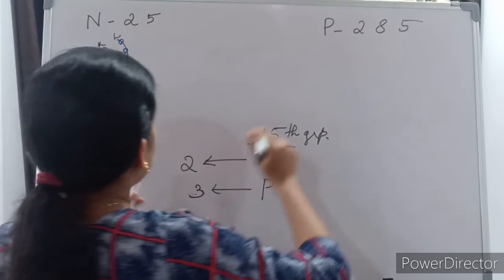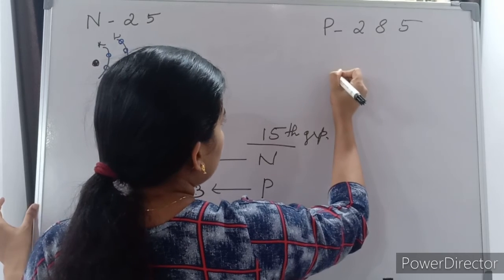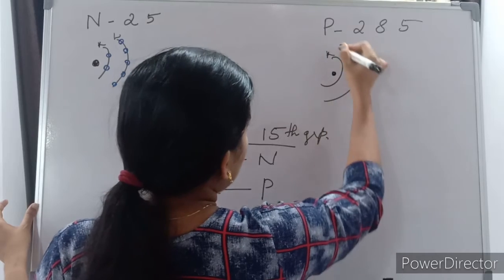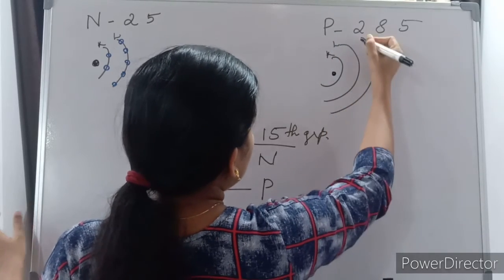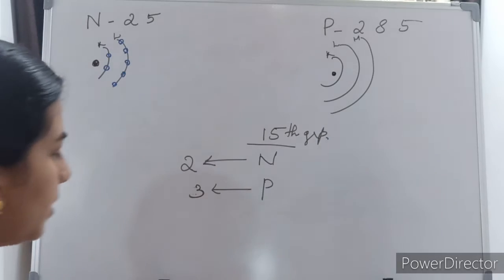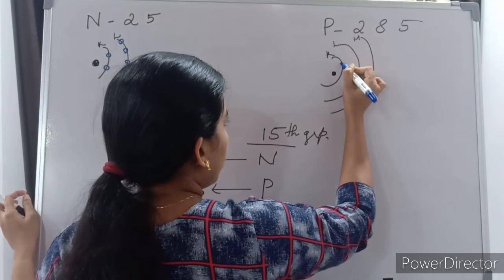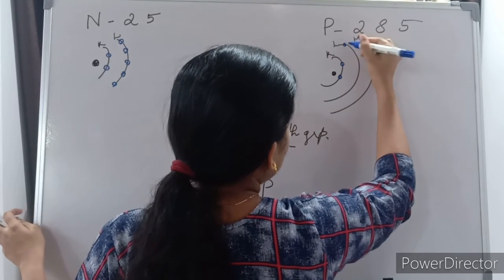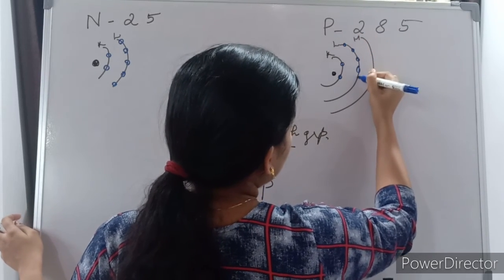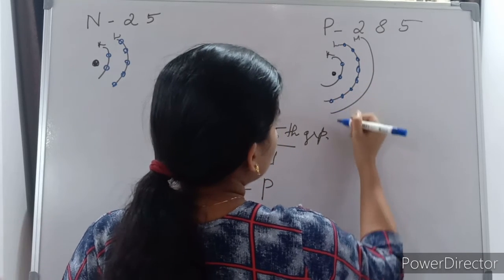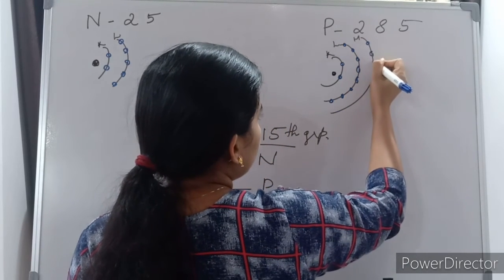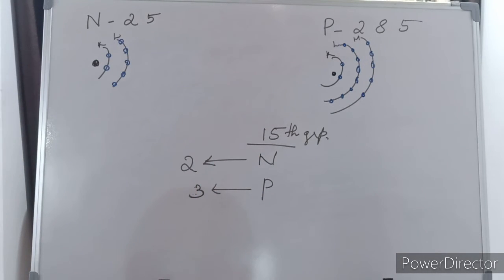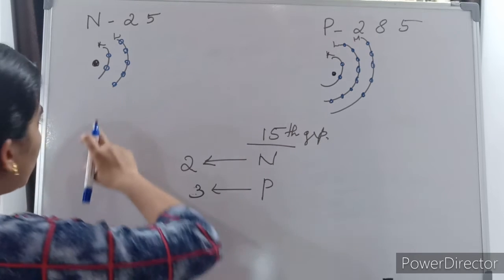Similarly, in the case of phosphorus, this is the nucleus, this is K, this is L, and this is M, right? So the electronic configuration distribution will be 2 here in the K shell, and 8 in the L shell. 1, 2, 3, 4, 5, 6, 7, 8, right? In the M shell, 1, 2, 3, 4, 5. This is the electron distribution.